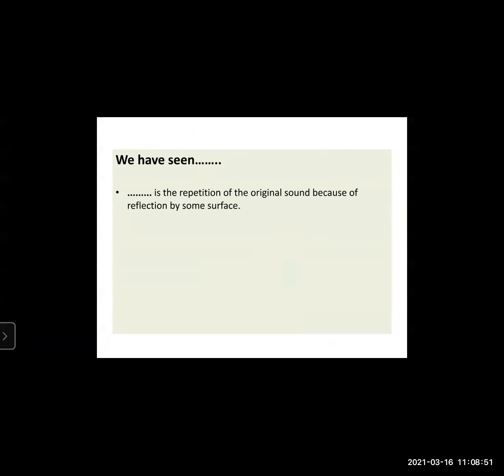Echo is the repetition of the original sound because of reflection by some surface. Excellent. To hear a distinct echo, the reflecting surface should be at a minimum distance of dash meter. What will be the minimum distance to hear a distinct echo? 17.2 meter. Excellent.